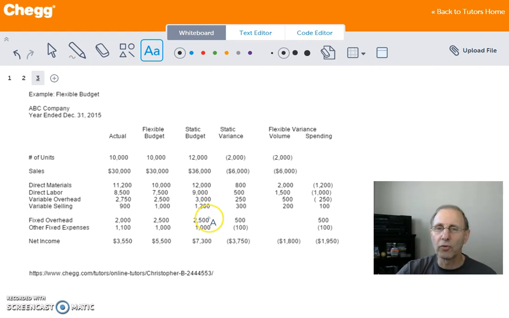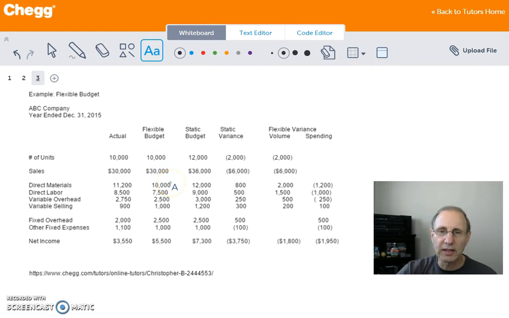Obviously, fixed overhead and fixed expenses are fixed, so we're not going to compute any type of cost per unit for the fixed expenses. So now to compute our flexible budget, we're going to take those unit costs and apply them to our actual level of activity for 10,000 units.